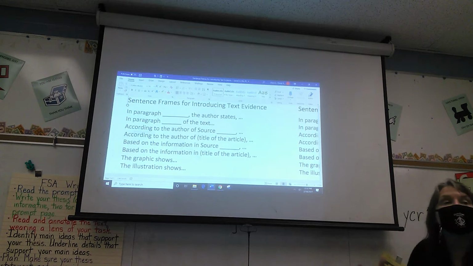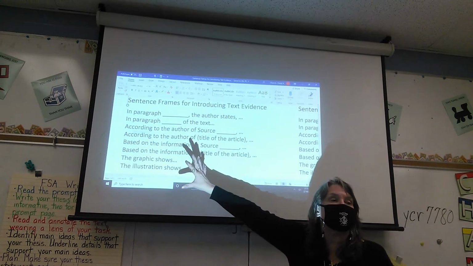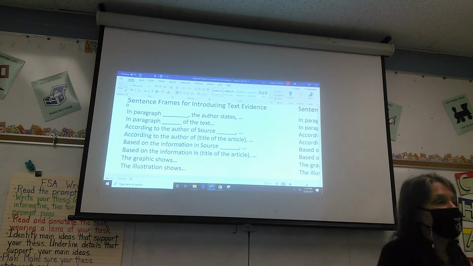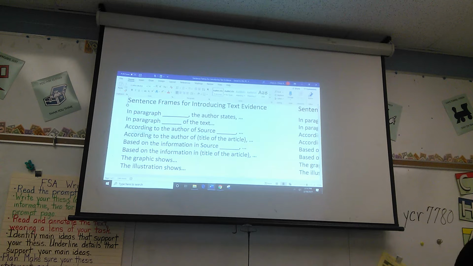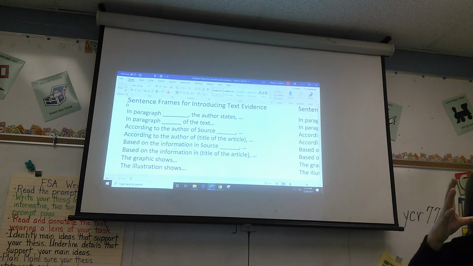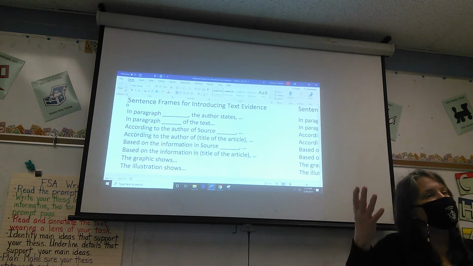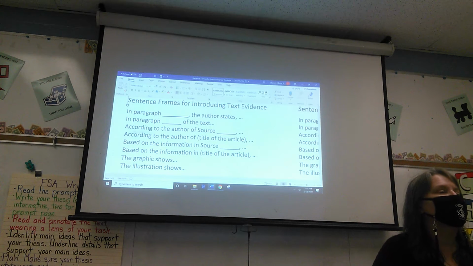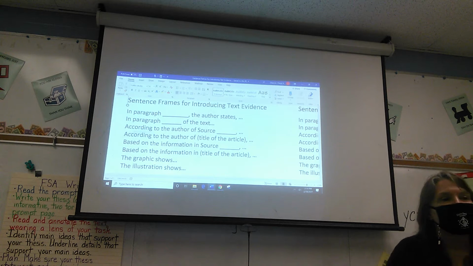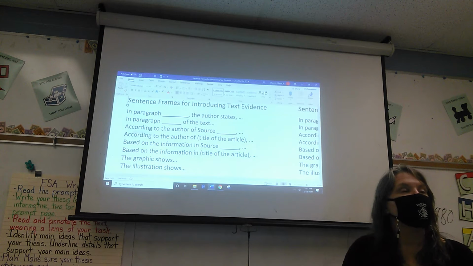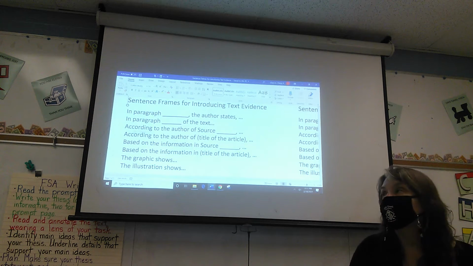Now, a sentence frame gives you the words and then the blanks for you to fill in the information. So we always try to introduce our evidence first, okay? We don't want to give the evidence and then say, this evidence comes from, because that takes all the power out of our words. It gives a different tone to our writing. We want it to be very forceful, very strong. We want to sound like an authority when we're writing.